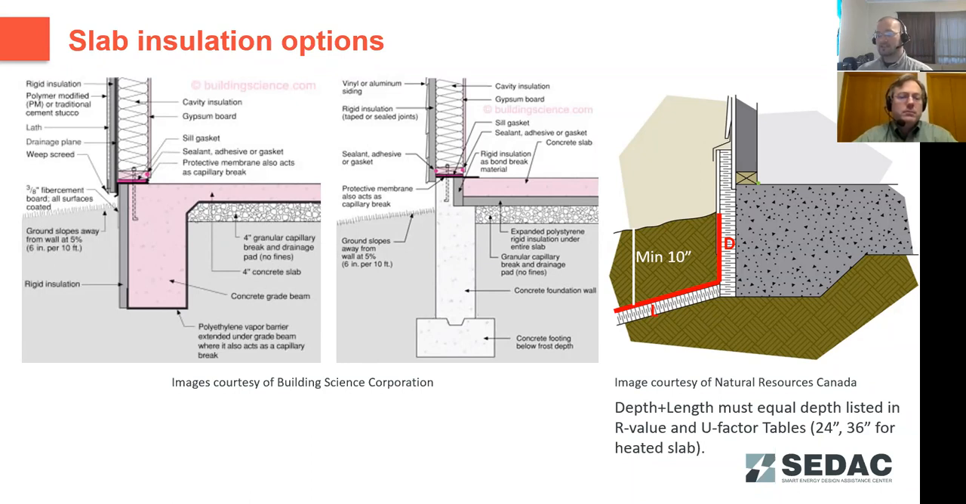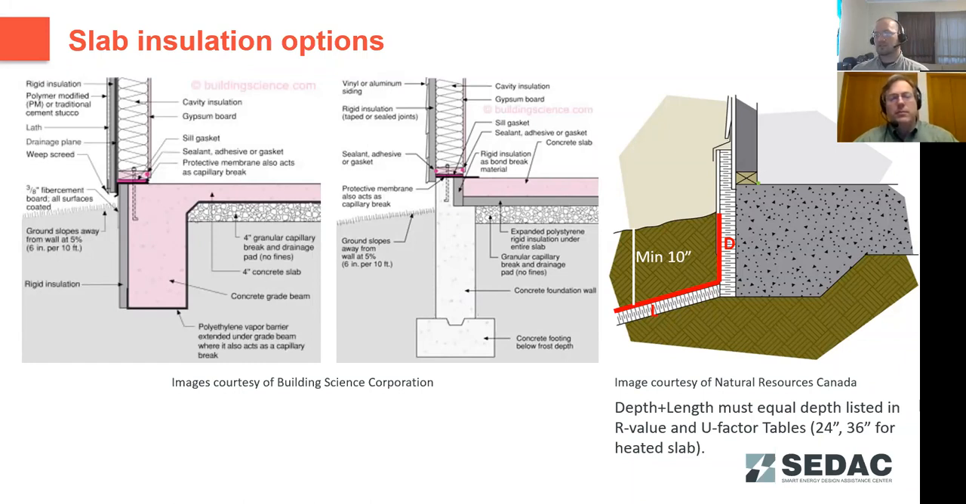For exterior slab insulation, you can use a combination of horizontal and vertical slab insulation. The total length plus depth of that horizontal and vertical insulation has to equal that 24-inch requirement, or for a heated slab, a 36-inch requirement.